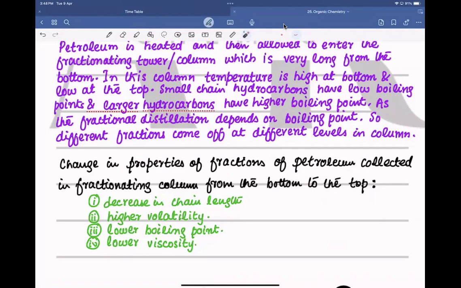Till here, is this clear to all of you? So after this, complete this quickly and then write the uses of the fractions over here.